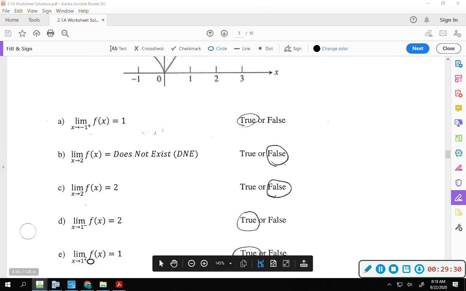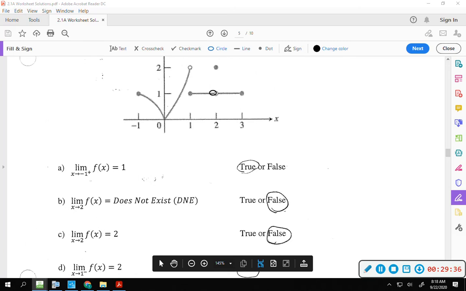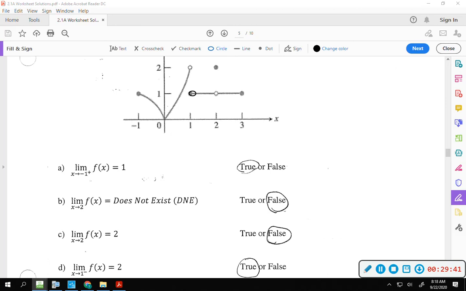The limit as x approaches 1 from the right of f of x equals 1. Here we are, to the right of 1, getting really, really close to 1. From the right is 1.